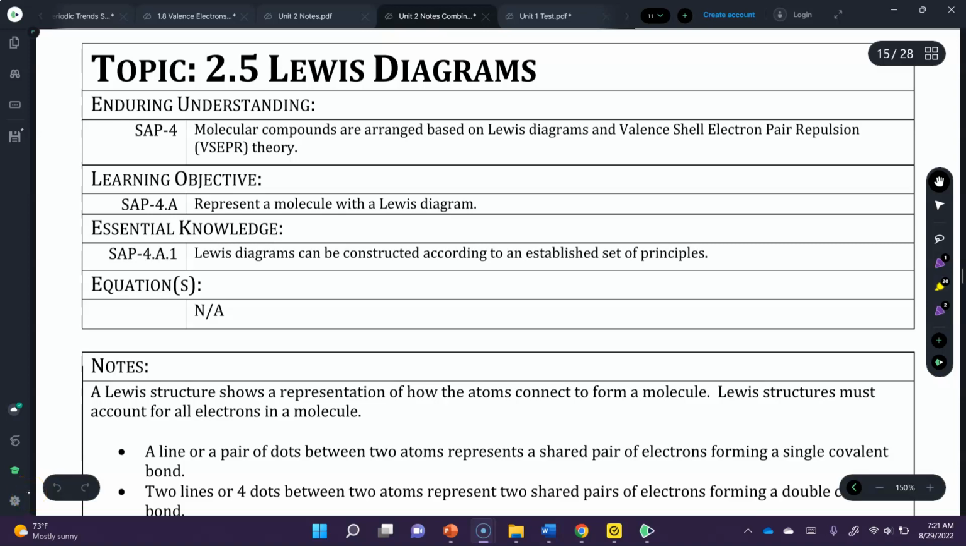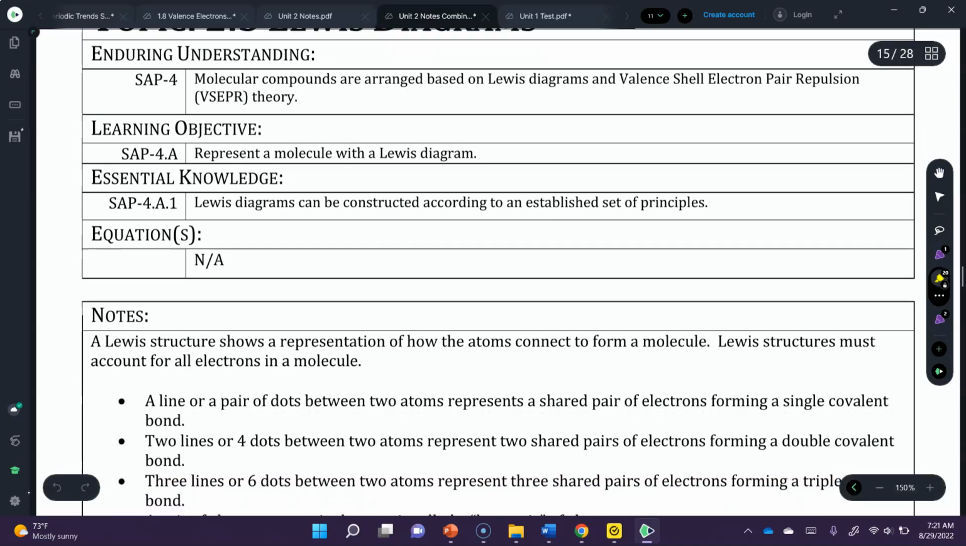Hello everyone, welcome to topic 2.5, Lewis diagrams. These are the notes. In this, the essential knowledge we'll come away with is that Lewis diagrams can be constructed according to an established set of principles.